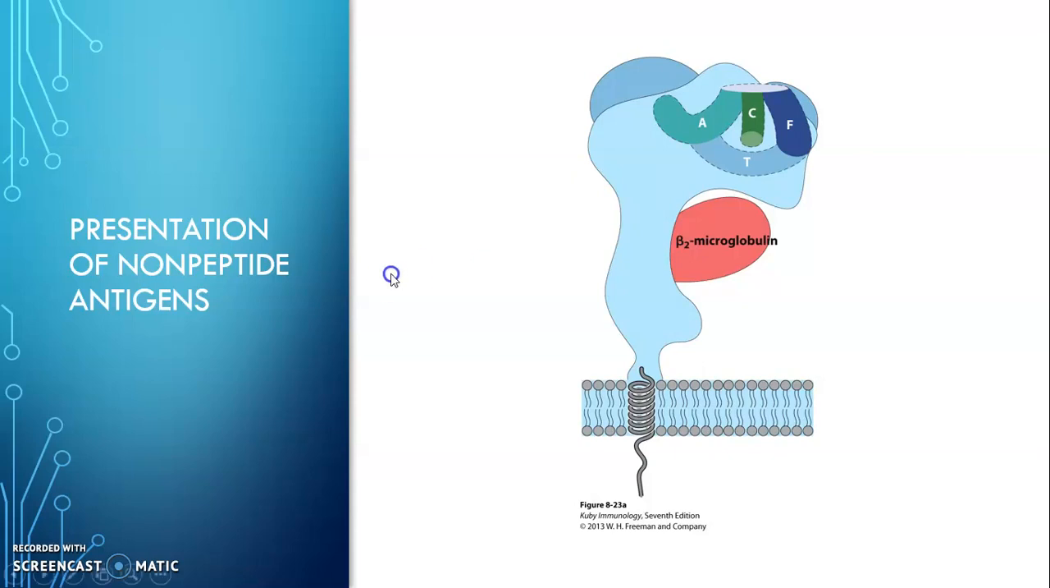This process, so this presentation of non-peptide antigens, relies primarily on hydrophobic interactions that can be expressed on these molecules. So the CD1 family is formed by a transmembrane heavy chain composed of 3 extracellular alpha domains, which associates non-covalently with a beta-2 microglobulin. So we have these 3 sections, so A, C, F, and T.